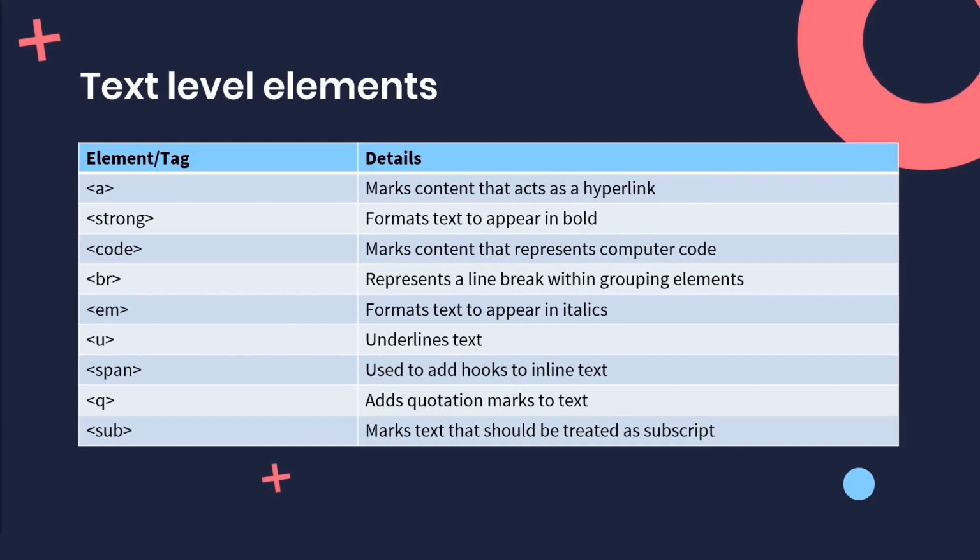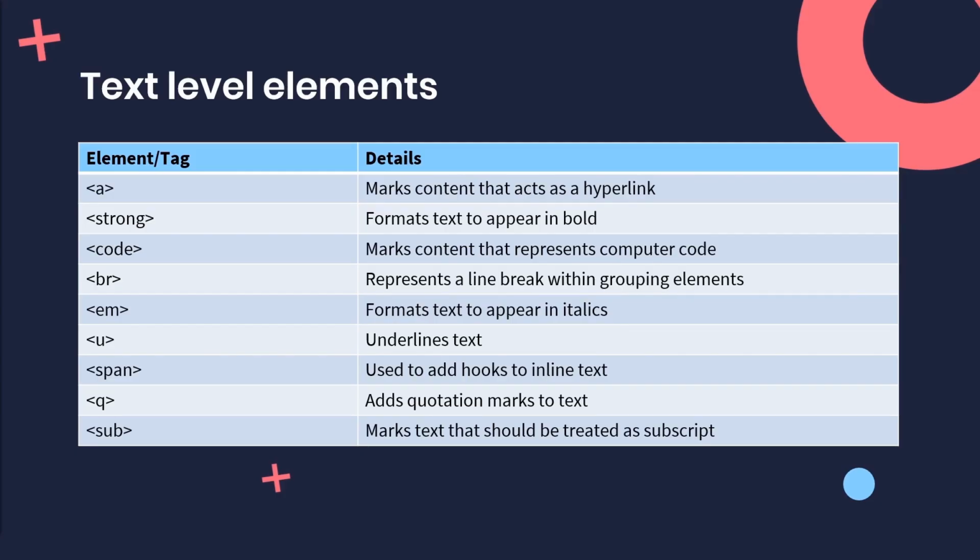We also have the underline, and we can do this by simply referencing the U element. And then we have the span tag. Now, the span tag is quite powerful because it allows you to add hooks into inline text, and that essentially means you can separate a piece of text but keep it in the same line using the span tag, taking that one specific piece of text that you want to style.